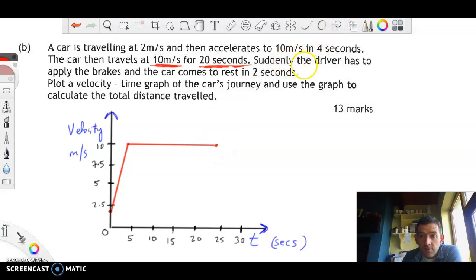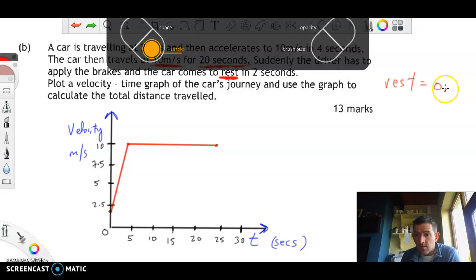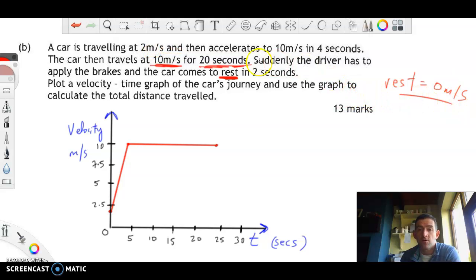Then what happens? Suddenly the driver has to apply the brakes and the car comes to rest. Now rest is 0 meters per second, right? So it comes to rest in 2 seconds. So that's 24 and 2 is going to be 26. So it'll be there, roughly. It's going to be a steep line, which represents sudden deceleration and negative acceleration.